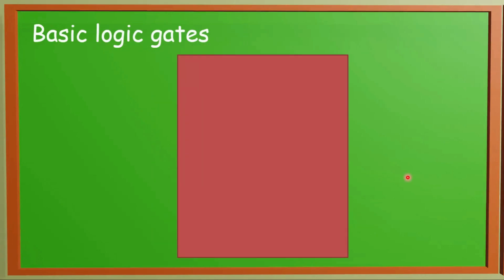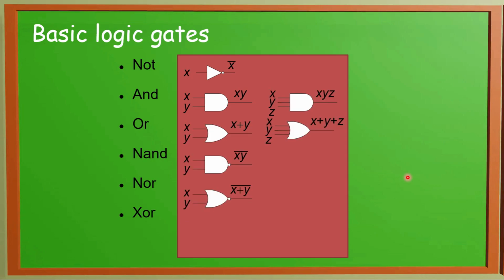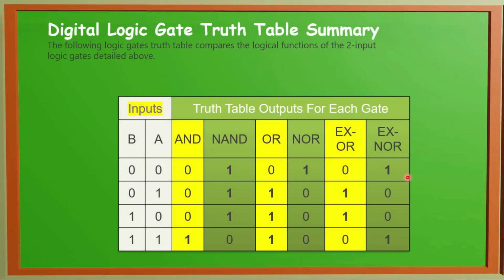So let us summarize basic logic gates. We have NOT gate, AND gate, OR gate, NAND, NOR, exclusive OR. These are the symbols for various gates. We have to remember all the gates for understanding this subject in programming. Logic gates are very important. Here we can see truth table summary of logic gates.